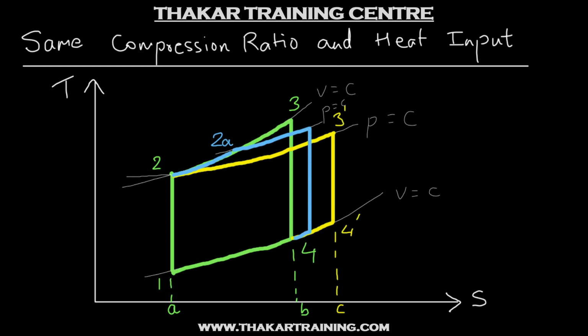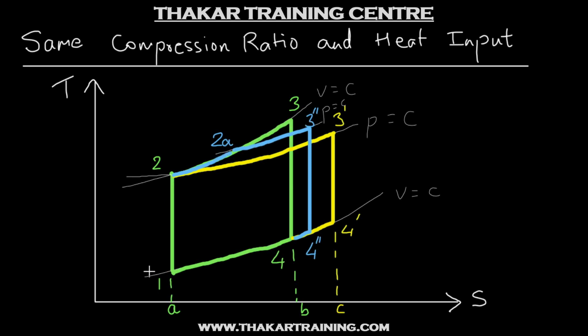I'll mark the points now. So this is point 3 dash. And this is going to be point, sorry, not 3 dash, I'll mark it as 3 double dash. And just shift this 4. This was for the Otto cycle, and now this is for the dual cycle. Right? So I hope everybody has followed how we mark the cycles on the TS diagram for the given conditions.